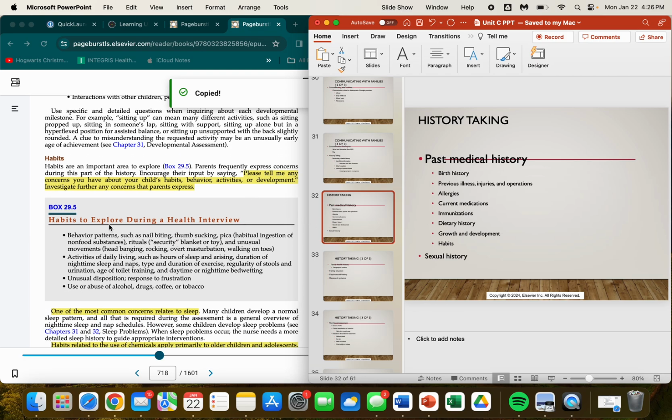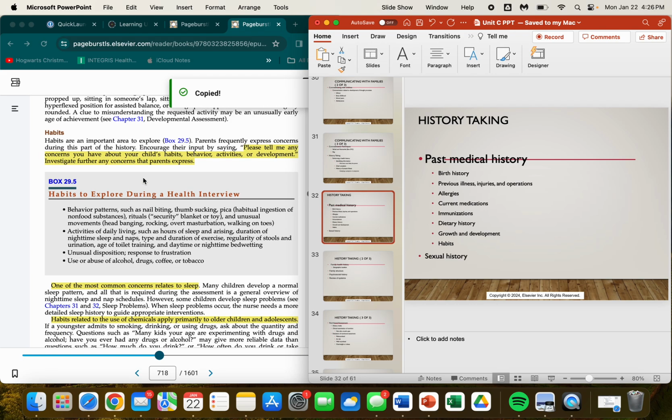And then habits. A lot of times, if the parent is concerned about something specific, asking that question will let them open that up. Are you concerned about any of the habits your kid has, like behavior, activities? A lot of your book talks about habits related to sleep. A lot of parents come in with a concern that their kid doesn't sleep normally, or what they might deem normal. So that's something we can assess for.